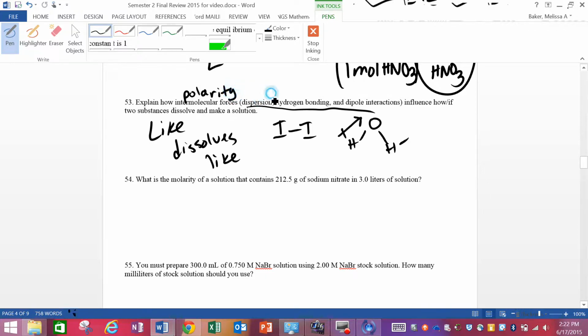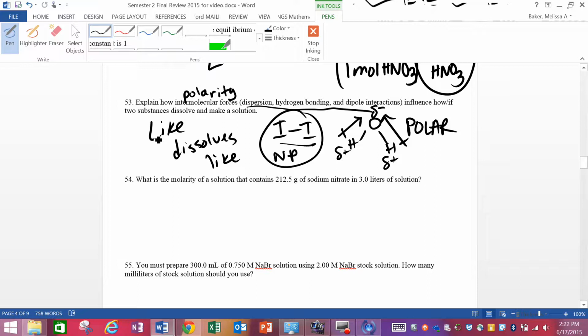H2O is extremely polar. This oxygen is pulling an electron cloud from both of these hydrogens. Very polar. This is a tie, so this is nonpolar. So are these alike? No. Would iodine dissolve in water? No. What about something like NH3? Would this dissolve in water? This is also extremely polar, so yes, it would. Also, ionic things dissolve in water, like NaCl. They get pulled apart.